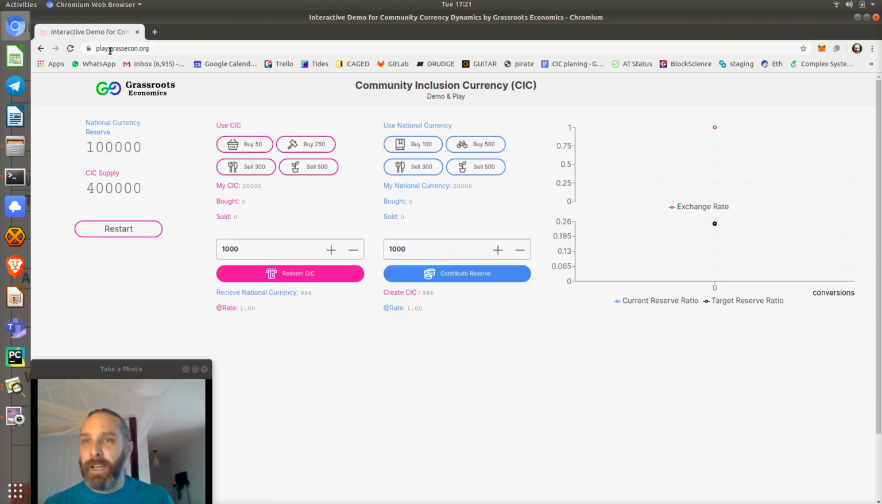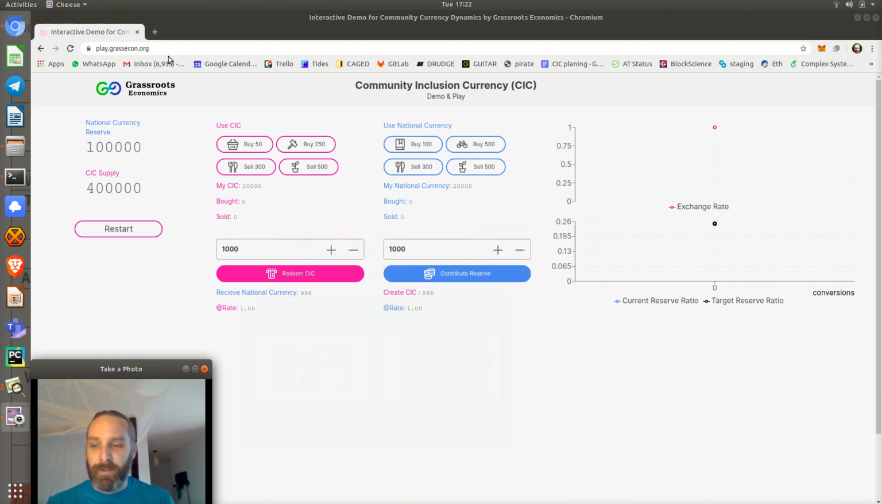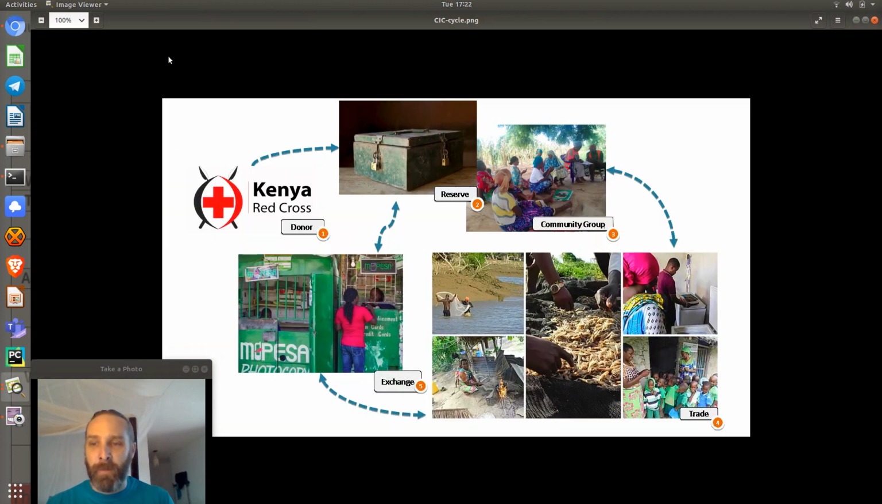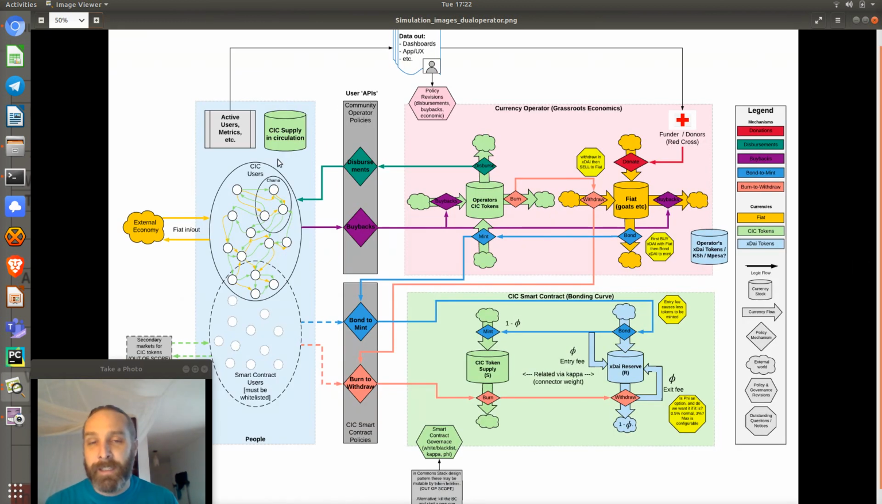Again, you can go to play.grasseecon.org to check this out. You can also look at some of the models that Block Science has produced lately with Michael Zargum, Andrew Clark, and Jeff Emmett. This is the same idea here, but kind of put into a schematic format. You can check our GitHub for some of the simulations we're doing around this.